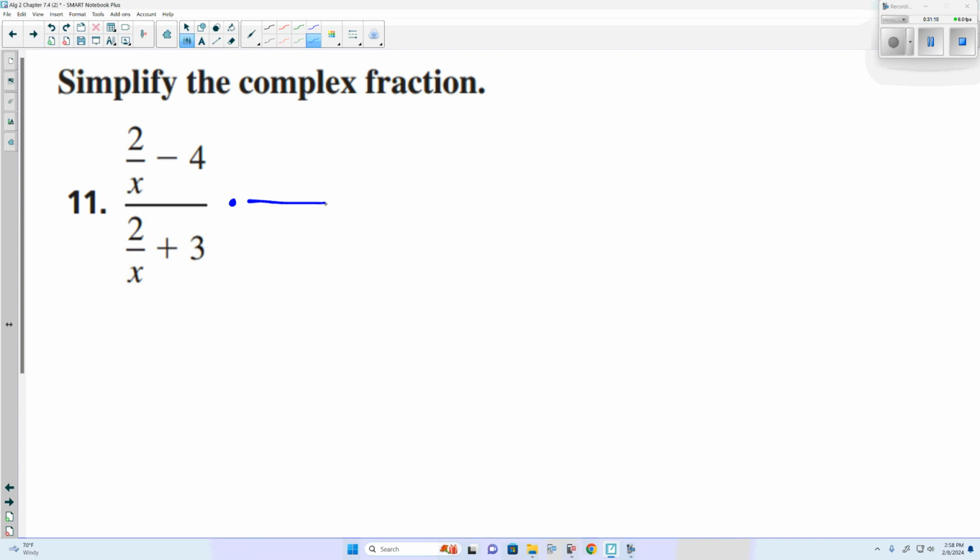What is our least common denominator? x. Because the only thing we have in the denominator of the numerator and denominator is just x, yes? Our 4 and 3 don't have a denominator other than 1, so there's nothing to simplify there. We're doing this to simplify fractions, yes?